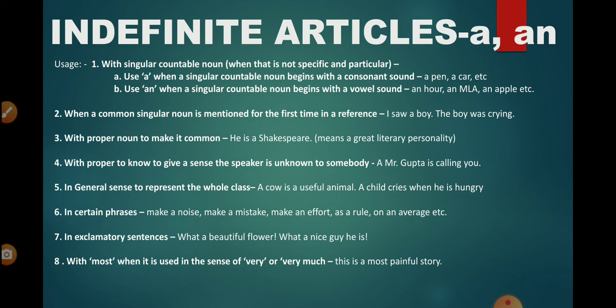Next one is with a proper noun to make it common. It is a rule sometimes used. For example, he is a Shakespeare. Sometimes a teacher says in a class to some student, he is a Shakespeare, meaning he has a great literary talent like that of Shakespeare. So sometimes with a proper noun, the indefinite article is used when that proper noun is being entitled to someone else.